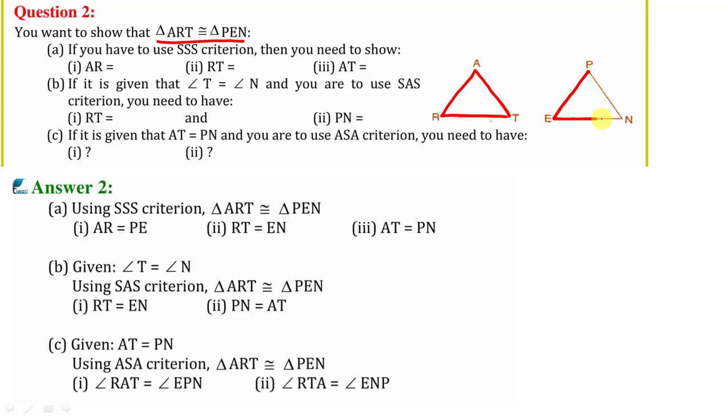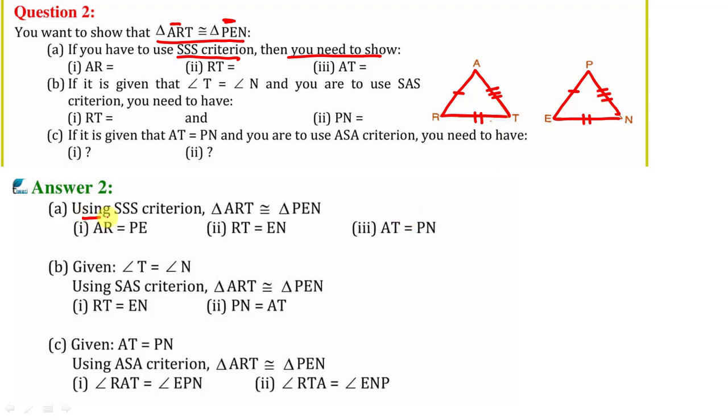In part A of the question, if you have SSS criteria, side criteria, then you need to show the value of AR. If we have side criteria, then AR is equal to PE, RT is equal to EN, and AT is equal to PN. All these three sides are equal.